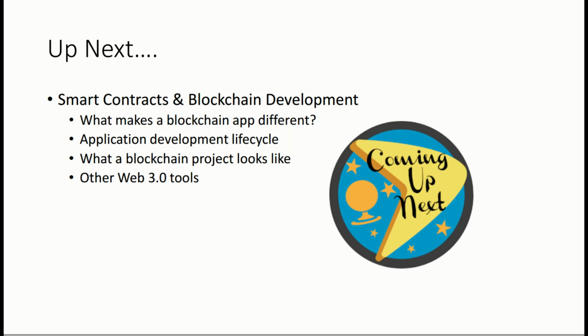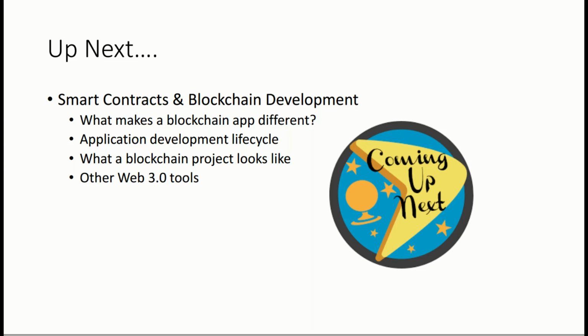In our next section, we're going to start diving into smart contracts and blockchain development, get a little bit more into the technical nuts and bolts. We'll talk about what makes a blockchain application different from a traditional application. What are the things that are the same? What are the things that are different? We'll talk about what that development lifecycle looks like. What are some concerns around developing and releasing a blockchain app? Again, what are the parts that are the same? What are the parts that are different?